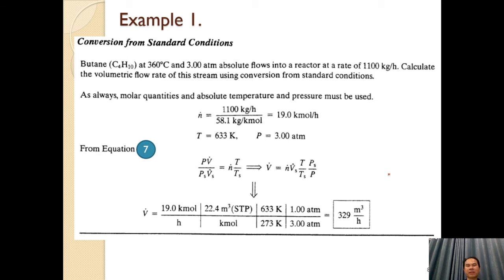For example, we show you how to convert from standard condition. We consider butane at 360 degrees Celsius and 3 atm absolute.